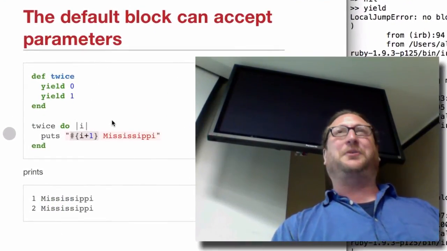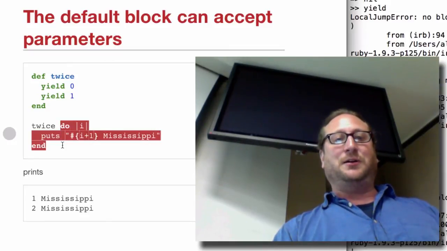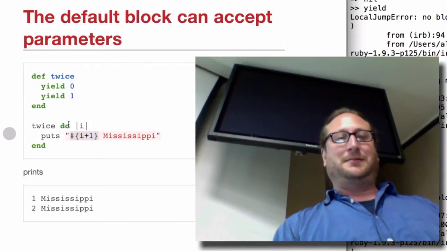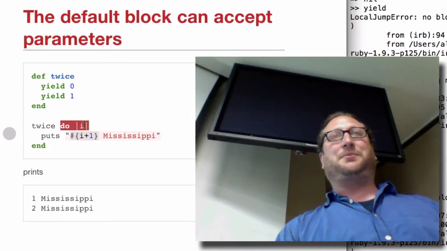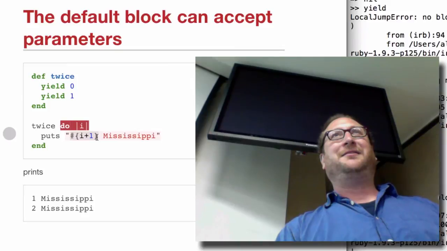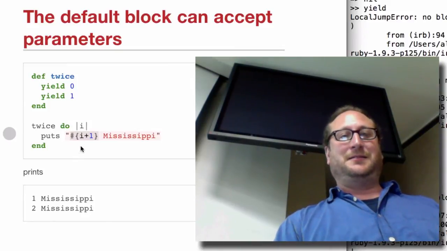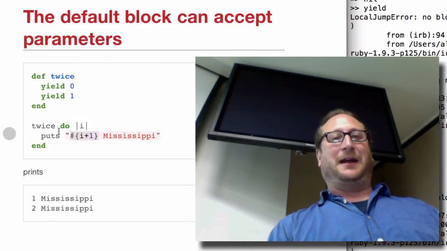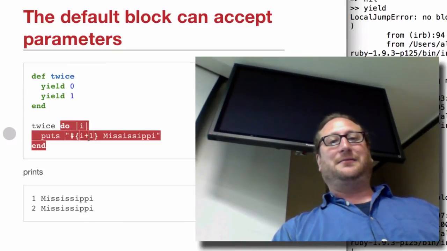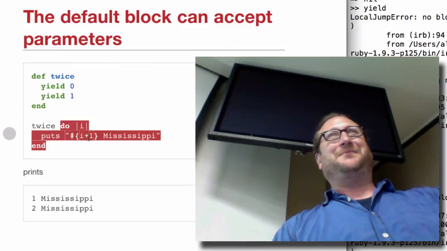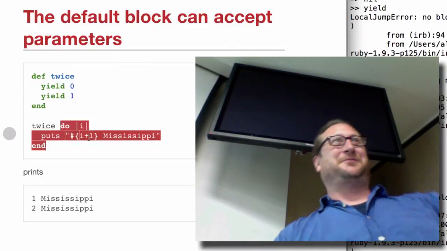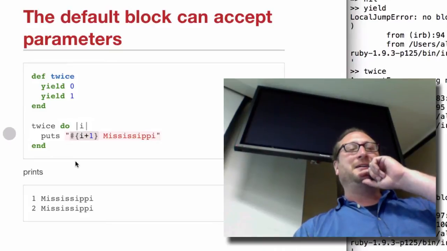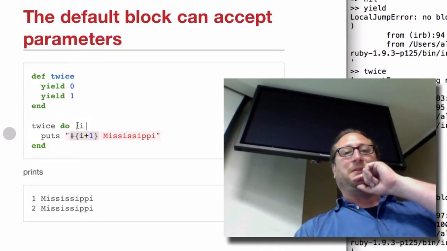So of course, the default block can accept parameters, just like any other block can. So here I say do with vertical bars rather than parentheses. So here, this is a block that takes a parameter and then prints that parameter with the string Mississippi. So here I'm saying yield with 0 and then yield with 1. And that way when I call this, it gets a 0, prints it, adds 1 to it because we want to say 1 Mississippi, 2 Mississippi, not 0 Mississippi, 1 Mississippi. All right? So here I'm yielding 0. That just means I'm calling the default block with the parameter 0.